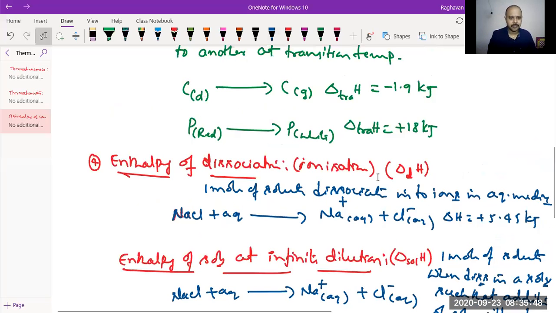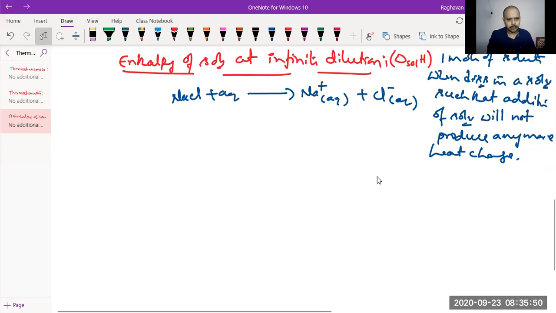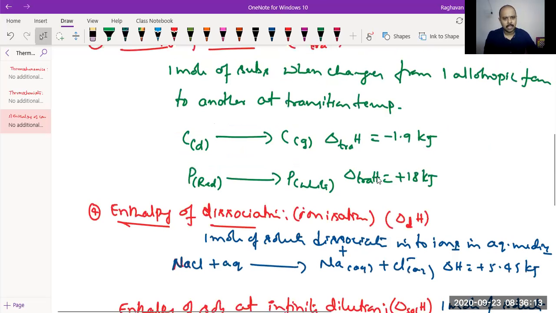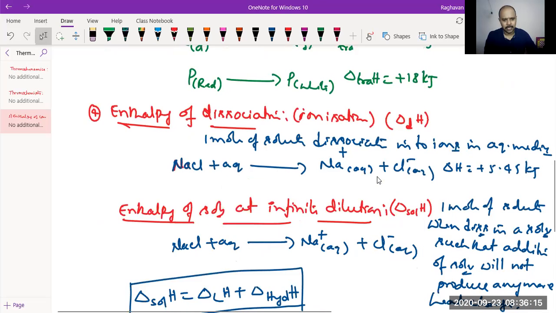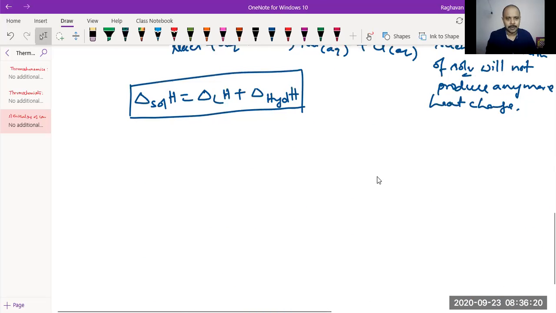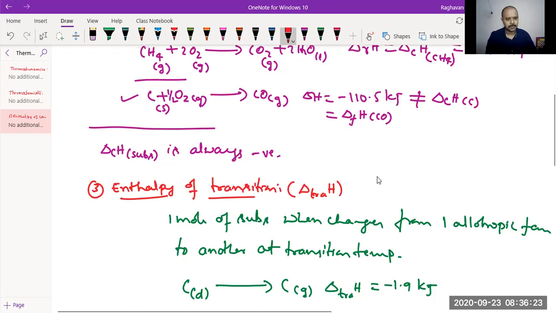We'll take it further. This enthalpy of solution can be calculated also as lattice enthalpy plus enthalpy of hydration. Just know this. What is lattice enthalpy? Hydration enthalpy we'll have in a while. Fine. This is enthalpy of dissociation, and similar to that is enthalpy of solution at infinite dilution. Next we'll take up the fifth.